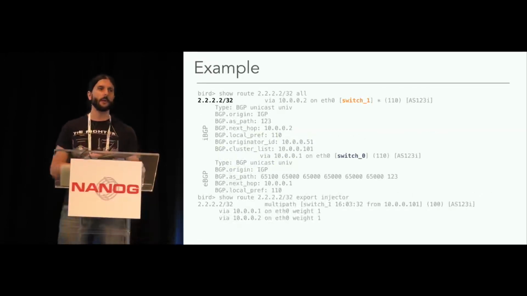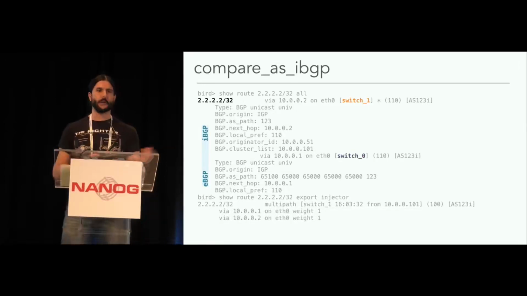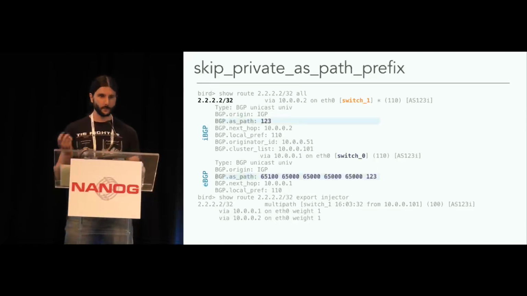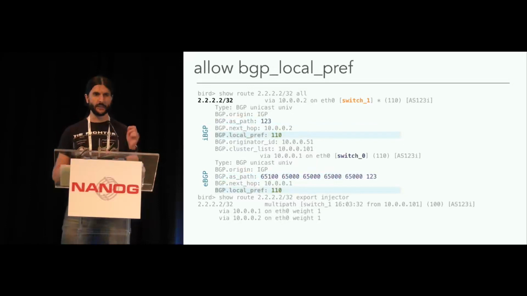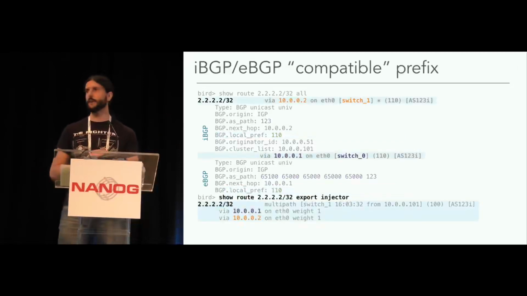Here is an example. We have this prefix that is coming from 2 different switches. One of them is an iBGP speaker. The other one is an eBGP speaker. You can see that the AS path is completely different. The eBGP one is way longer. And you can see that the local pref is being transported as well on the eBGP speaker. So finally, thanks to all the knobs, we have this ECMP route that is taking into account both next hops, not only one.